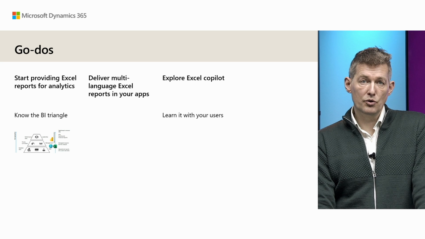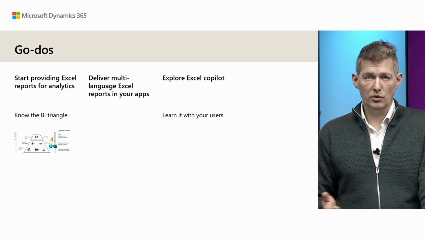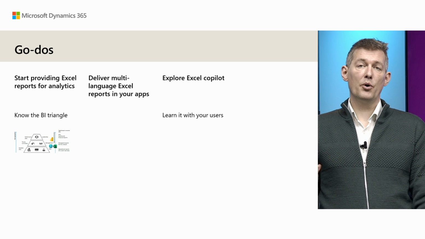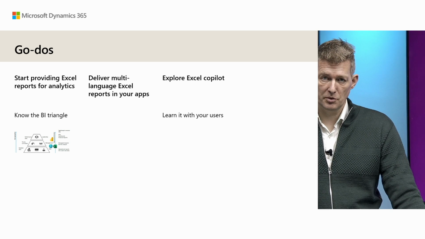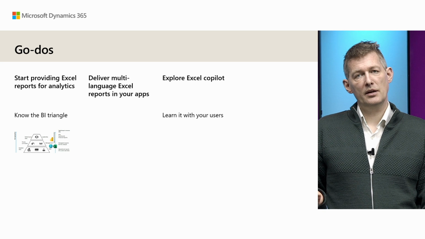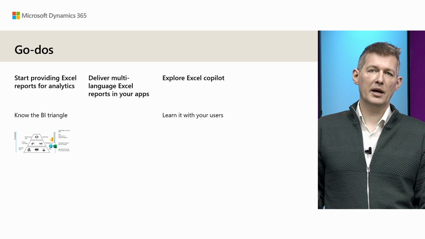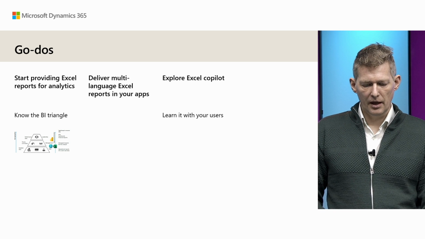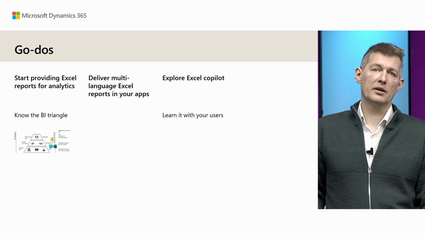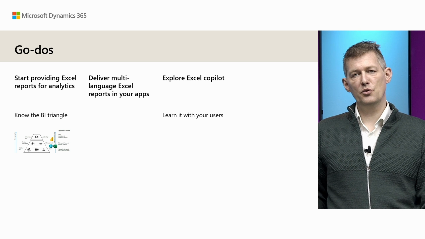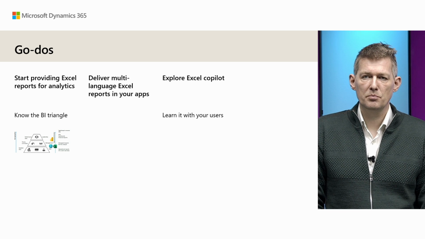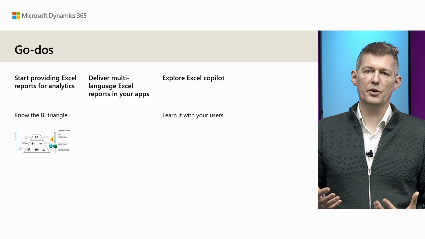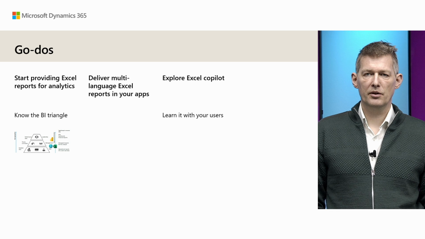And with that, a few go-dos. Start providing Excel reports for analytics. Know the BI triangle. If you are an ISV or have customers who work in multiple languages, think about how you can deliver multi-language Excel reports in your apps or in your solutions. And of course, start exploring, like with any Copilot, it's a new thing, and you might want to explore Excel Copilot at your own pace, so that you can also learn it and maybe learn it with users.